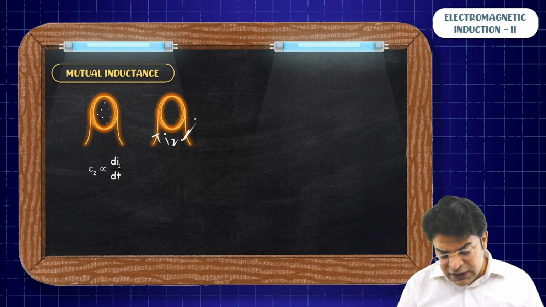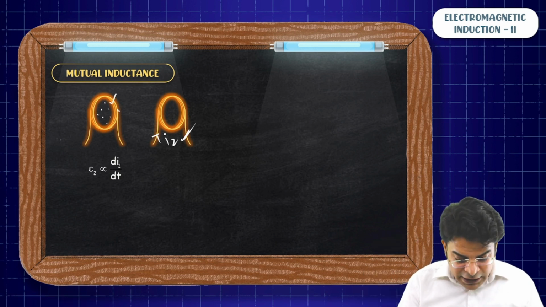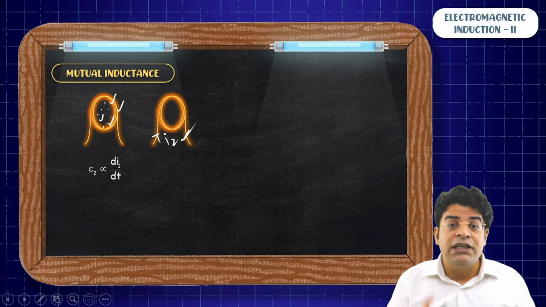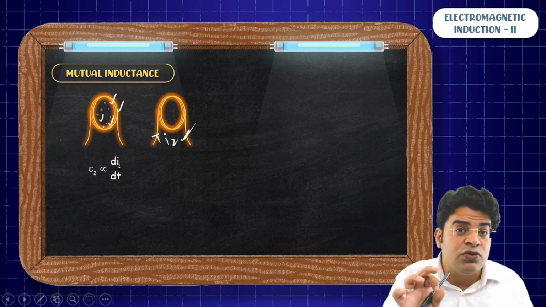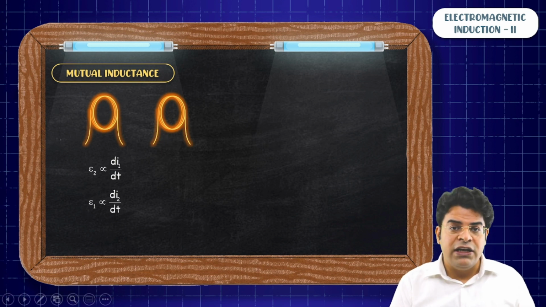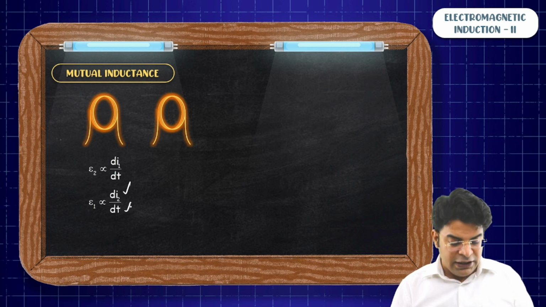When the current in the second coil changes, the strength of the magnetic field at all these points will change. Hence, the flux linked with the first coil will change. Hence, an EMF will be produced in the first coil due to the change in the current in the second coil. So, similarly, you can write E1 is directly proportional to di2 by dt.